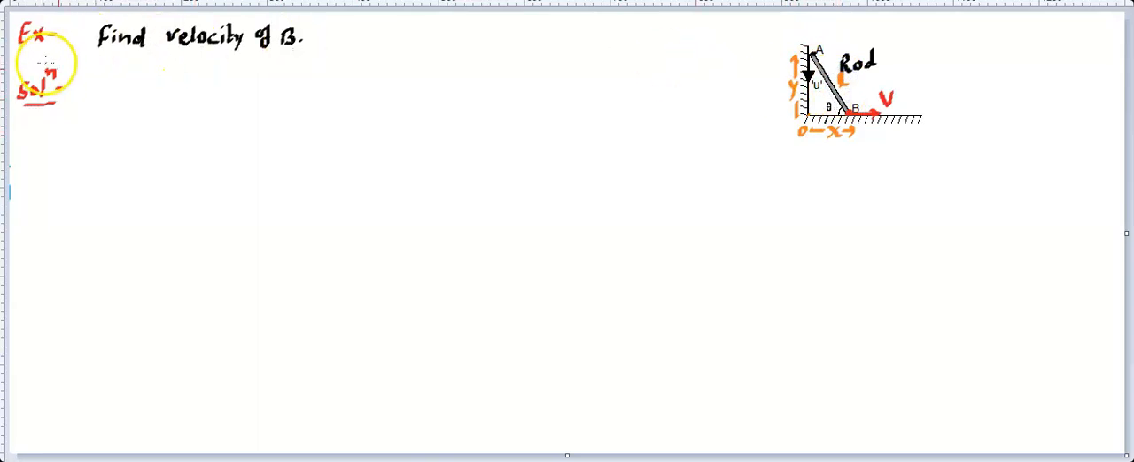What is important to know over here is that the length of the rod is not going to change. That means this is a constant. Now this will lead to the constraint. Now if it is a constant, then the derivative of this must be 0, as we know. So what we can do is make a relation between X and Y with this L, and we can differentiate it to find the relation between the velocities of point A and point B.